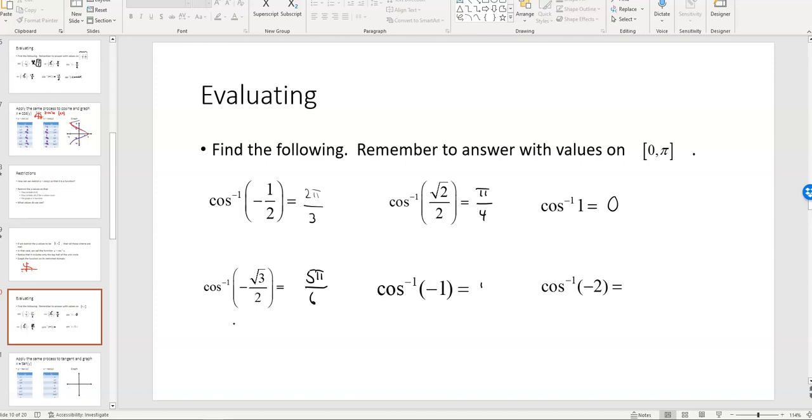All right, cosine is -1 at pi. Oh, look, another trick question. Cosine can't be -2, so this thing is undefined.